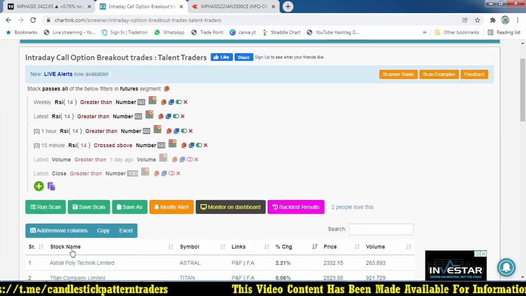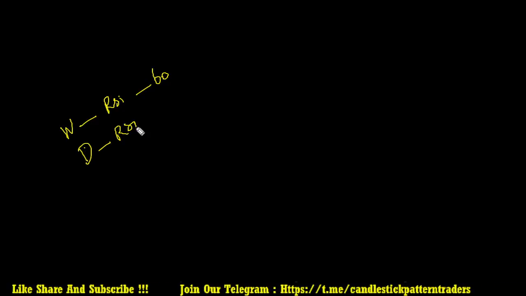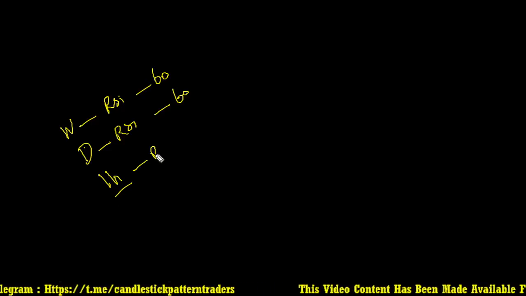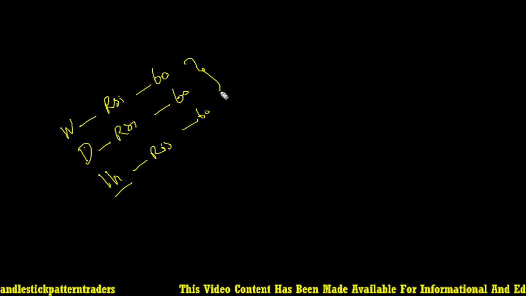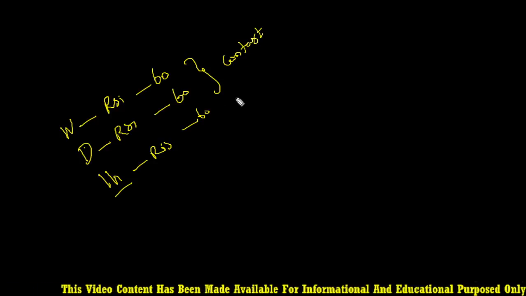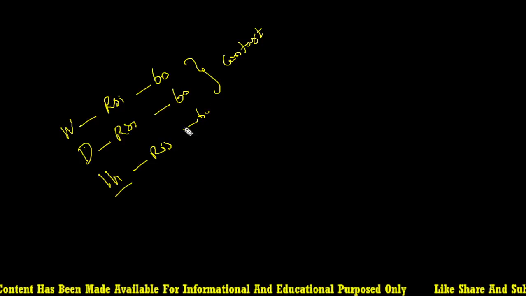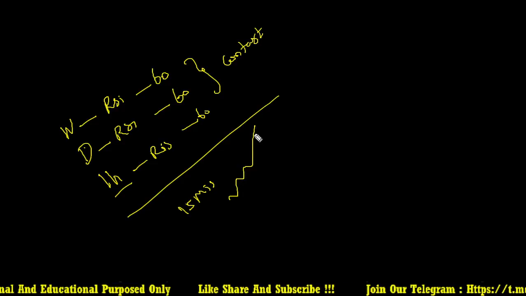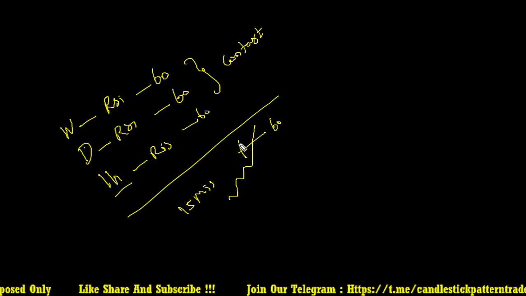So all the conditions across the time frames: on the weekly time frame RSI should be more than 60, right? The daily time frame RSI also more than 60, and the hourly time frame, that is the 1 hour time frame, RSI also more than 60. This should be a constant. The stock must be at this level, and whenever the new 15 minute RSI crosses above 60, the scanner will find it.